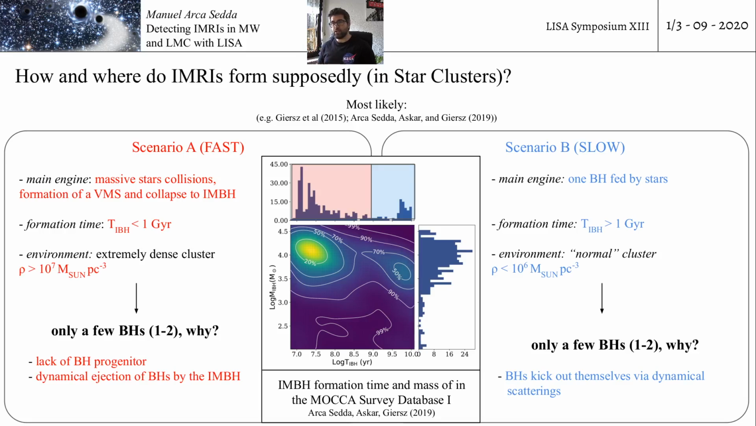In the slow scenario instead, you have the normal dynamical formation of ordinary stellar mass black holes that start interacting and ejecting themselves from the cluster until the point when just one or two of them are remaining, and one of those starts growing via stellar feeding. In both cases, which by the way are associated with different formation timescales and different environments, the buildup of the IMBH leaves behind just a handful of black holes, just one or two. And so the IMBH process strongly affects the probability for an IMRI to form and take place.